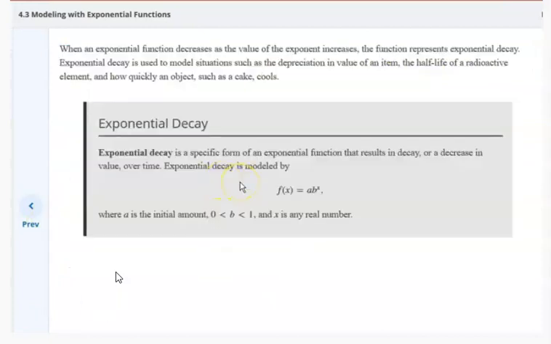Now, as we look at this example of decay, if your base is greater than 0 but less than 1, that is some sort of decimal fraction less than 1, this will give you decay, and it's the same formula. It's just that your base here is greater than 0 but less than 1. All right, let's look at an example of this.